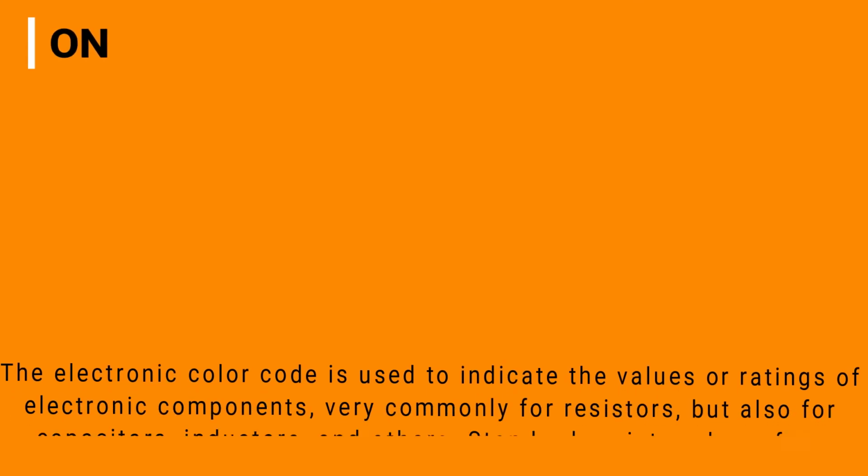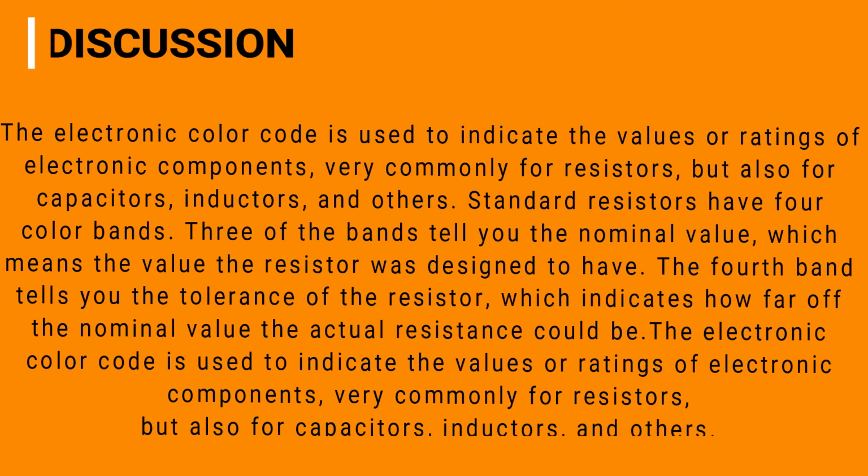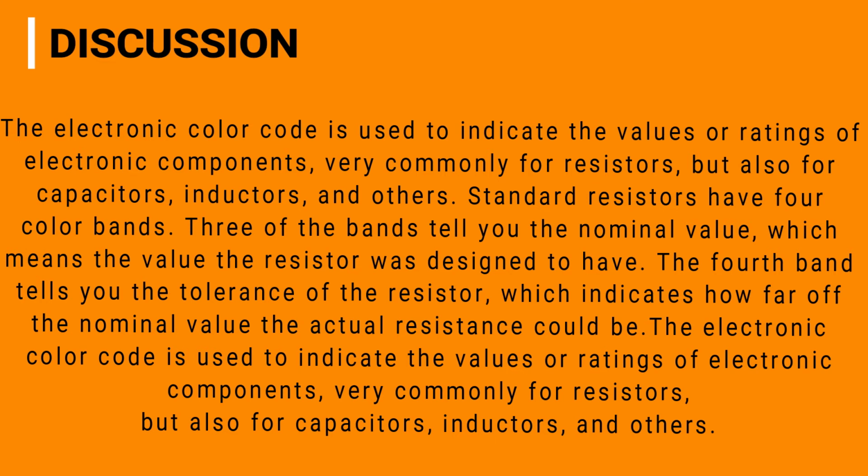The electronic color code is used to indicate the values or ratings of electronic components, very commonly the resistors, but also capacitors, inductors, and others. Standard resistors have 4 color bands. 3 of the bands tell you the nominal value, which means the value the resistor was designed to have. The fourth band tells the tolerance of the resistor, which indicates how far off the nominal value the actual resistance could be.